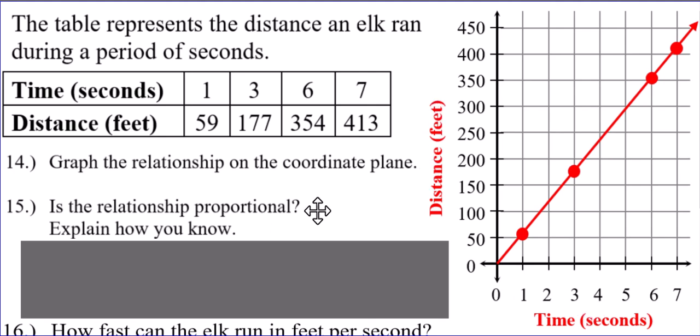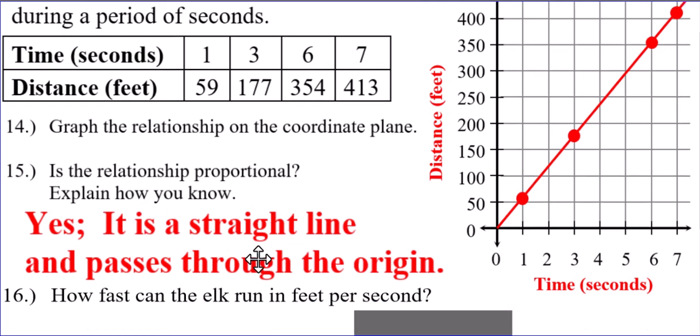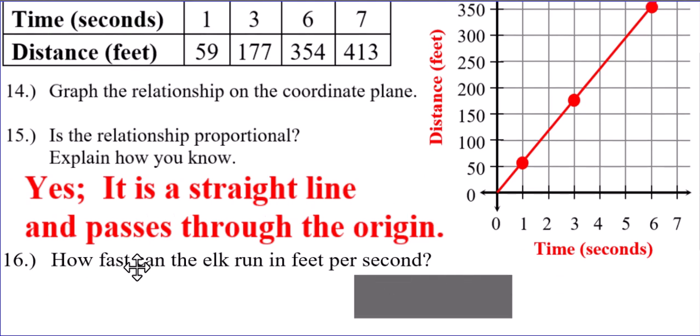Problem 15, is this proportional? Well, it is a straight line and it goes through the origin, so yes, it is proportional. And you do have to explain, so hopefully you wrote down a short little sentence saying it's a straight line, goes through the origin. Problem number 16, how fast can the ALK run in feet per second?